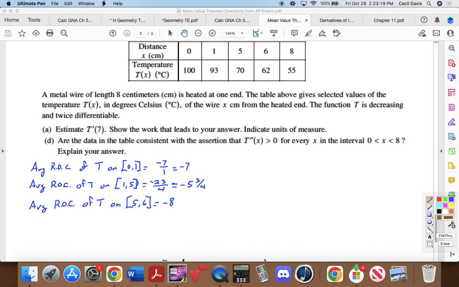Now, before we keep on going, let's take a look. If T double prime is positive, that means T prime is increasing. Well, from negative 7 to negative 5 3/4 is increasing, but from negative 5 3/4 to negative 8 is decreasing. Okay? So it is not, but you'd have to write some more to explain that.